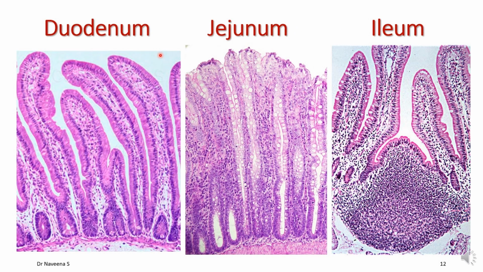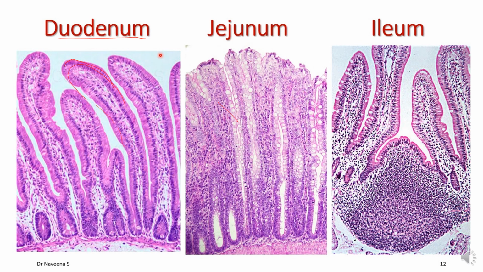Now here you can see the jejunum, the leaf-like. This is the mucosa of all three regions of the small intestine, the three parts of the small intestine. The first picture is the histological section of the duodenum, the mucosa of the duodenum. The second part is the mucosa of the jejunum, and the third part is the mucosa of the ileum.